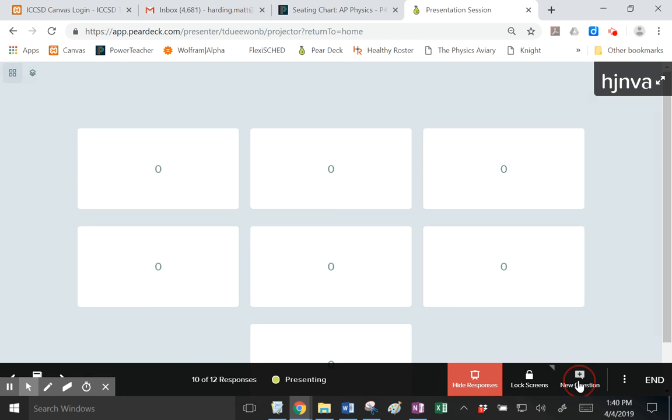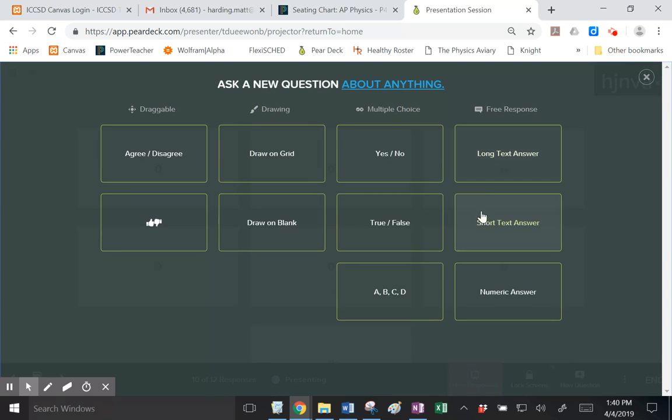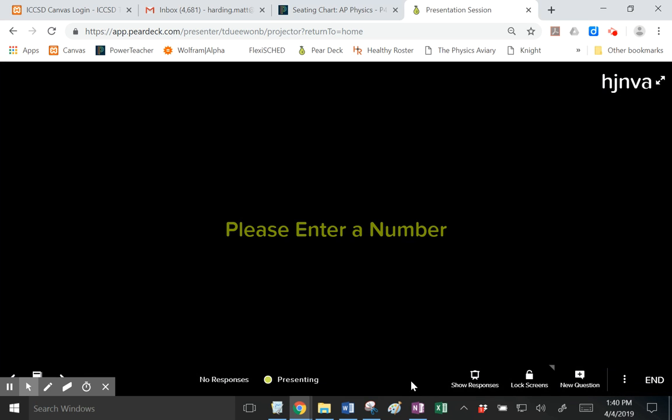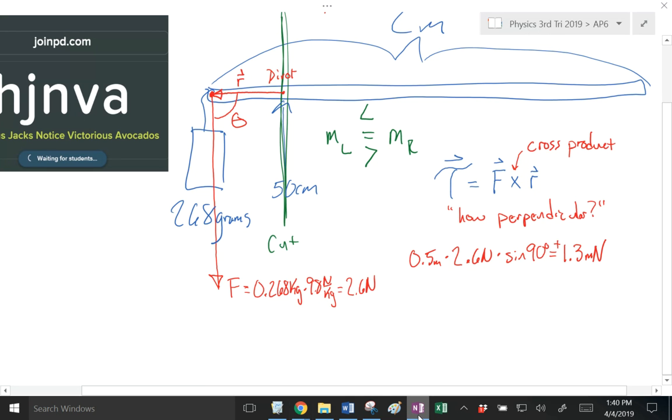Put your money where your big old mouths are. Slightly different question. I'm not asking you the mass of everything on the left. I want to know, what is the mass of the stick based on the information you have here?